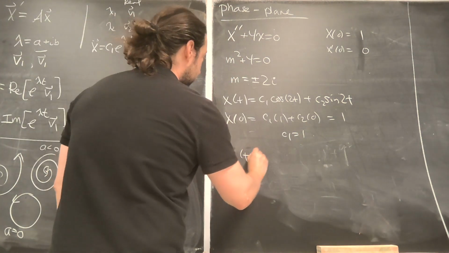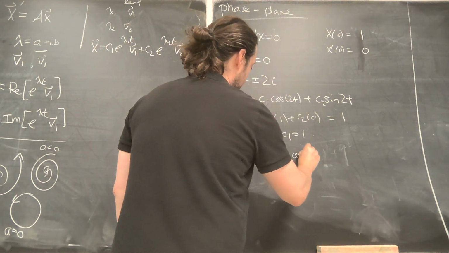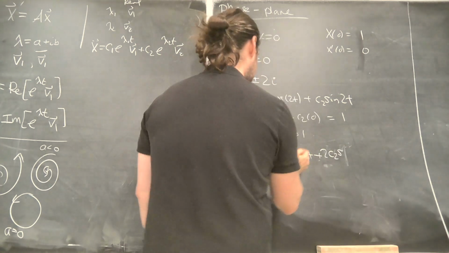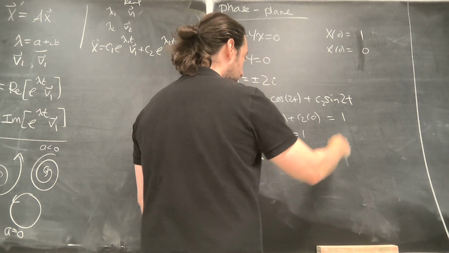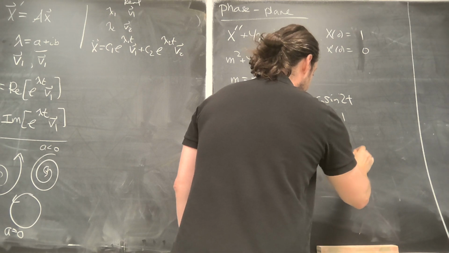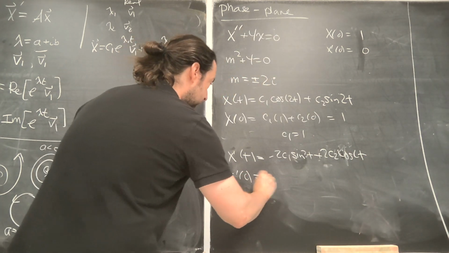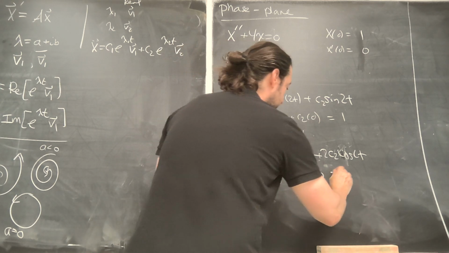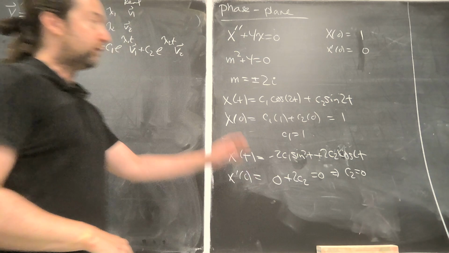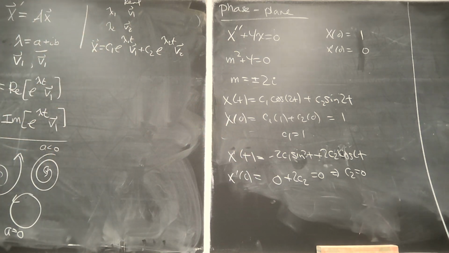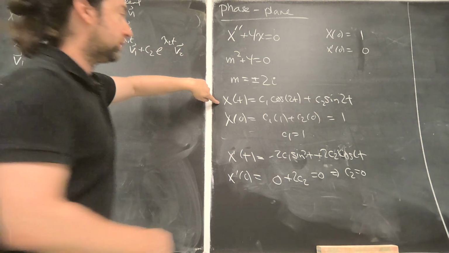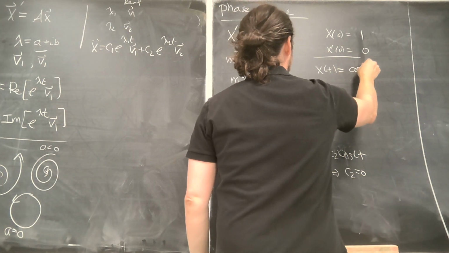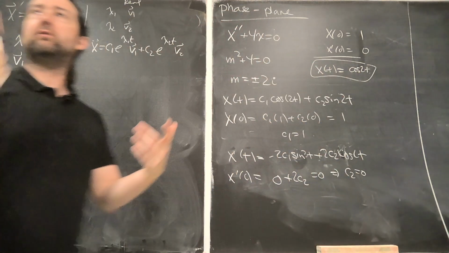X prime of t is equal to minus 2c1 cosine of 2t plus 2c2, backwards, sorry, sine 2t. 2c2 cosine of 2t. So x prime of 0 is equal to 0 plus 2c2, and that's all supposed to be equal to 0, and that implies that c2 is 0. So for that specific set of initial conditions, the specific solution I get here is x of t is equal to cosine of 2t.